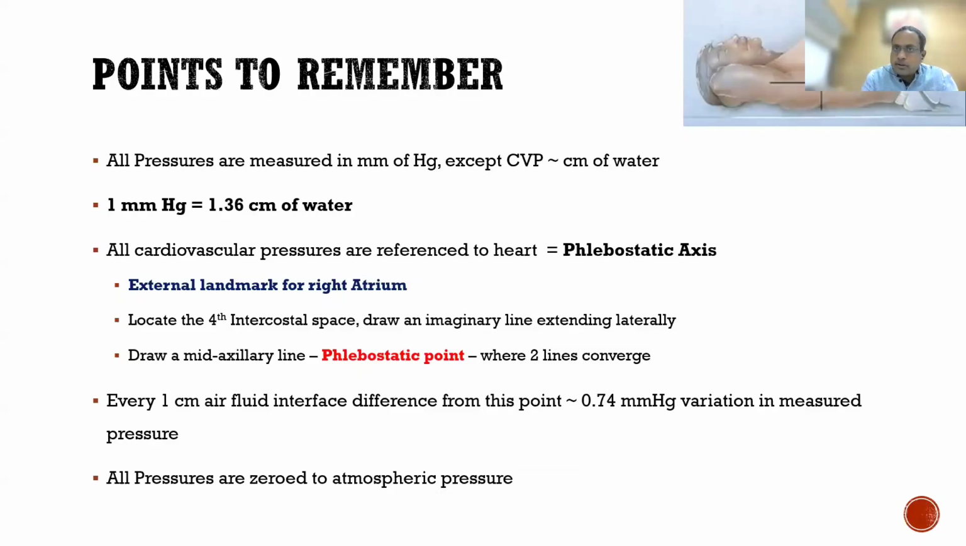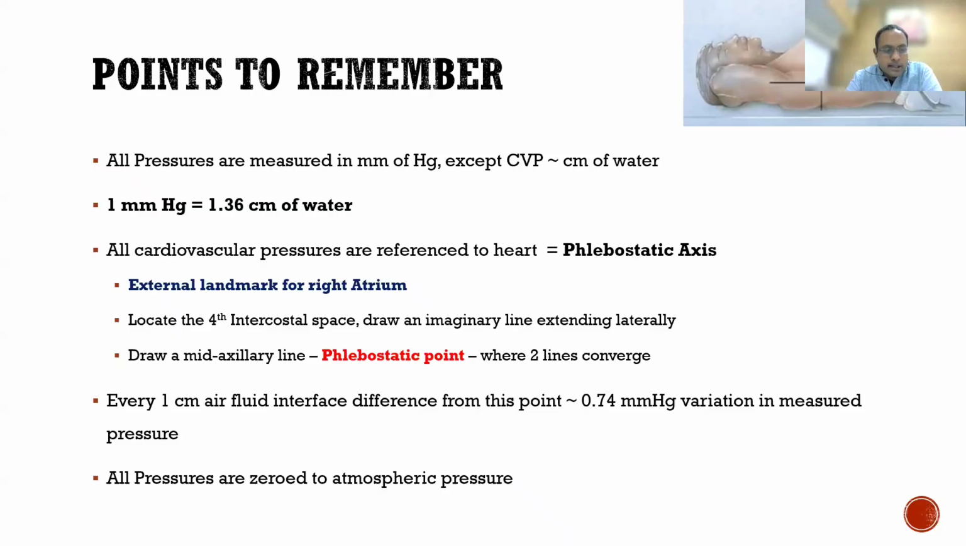It is for everybody to remember that all pressures are measured in millimeter of mercury, except CVP. CVP is measured in centimeter of water, and it is for everybody to remember that 1 millimeter of mercury is equal to 1.36 centimeter of water. All cardiovascular pressures are referenced to the heart. That is called the phlebostatic axis, as you can see in the picture above.